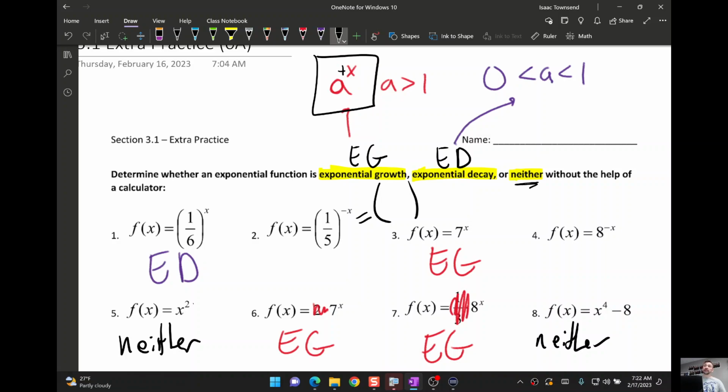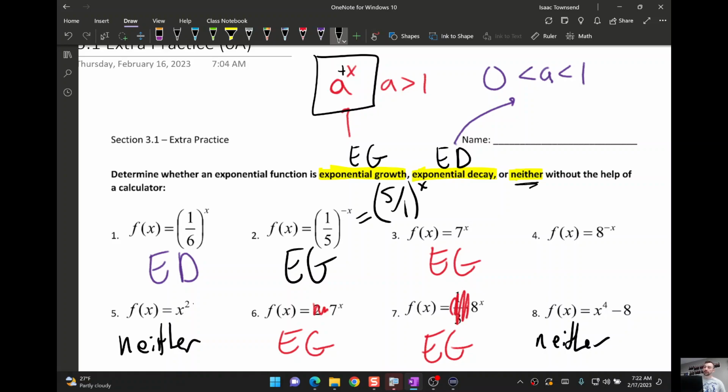If it's a negative exponent, you can't just simplify it to say, well, that's less than 1, so it must be exponential decay. This is not exponential decay. You need to change this from a negative x exponent to a positive x exponent, and the way you do that is by taking the reciprocal of what it's being raised to. So this is actually like 5 to the x, which makes it exponential growth.